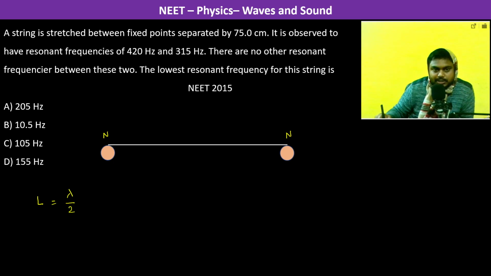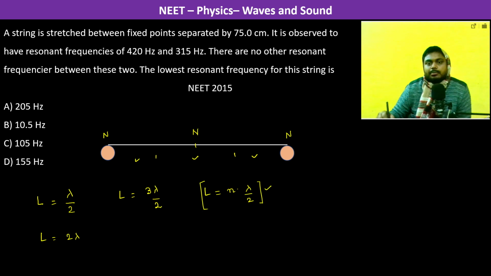Or let us say there is one more node in between. So therefore now the length will be 2 lambda by 2. Suppose there are two nodes in between. Okay, so one node and one node. So lambda by 2, lambda by 2, lambda by 2, 3 lambda by 2. So if we observe the pattern, what is happening is the length will be equal to n into lambda by 2. This is the pattern. Okay, there cannot be anything else than that.